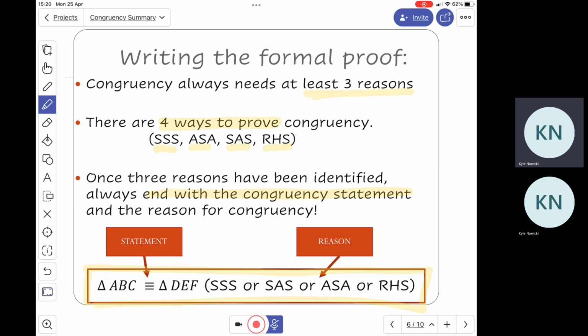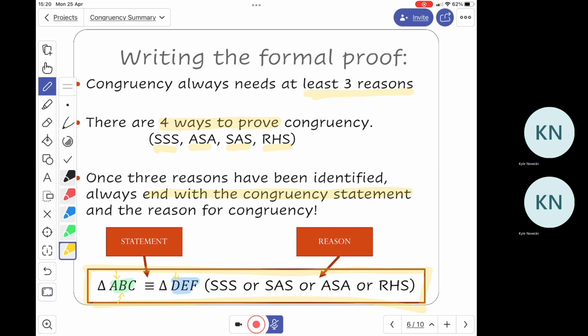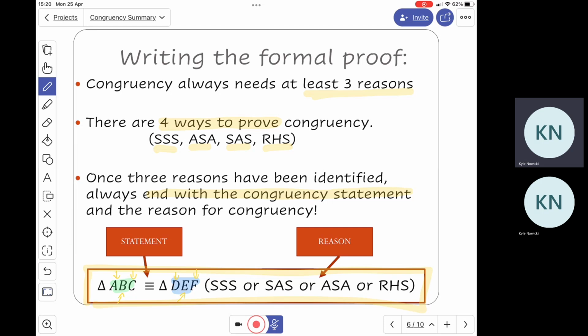Showing which two triangles are congruent, right? So triangle ABC is congruent to triangle DEF. Remember that the order in which we write these is important. So this is telling me that A matches with D, B matches with E, and C must match with F. So those are my angles. Those angles become the same, right? And whatever reason I've used to get to that point.